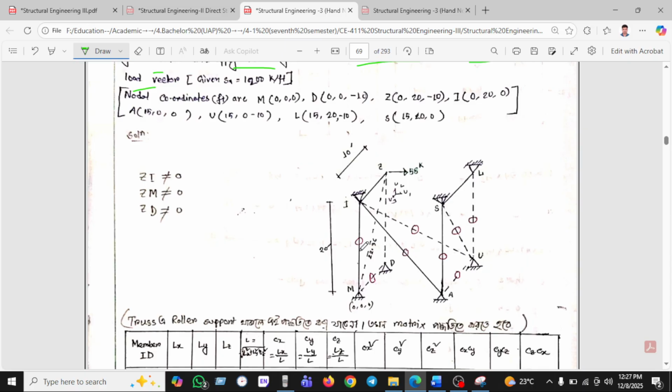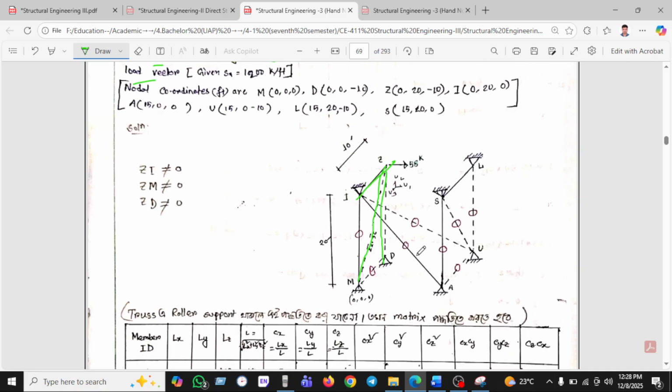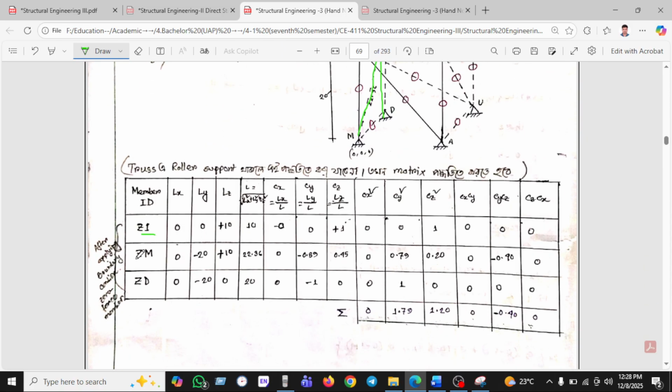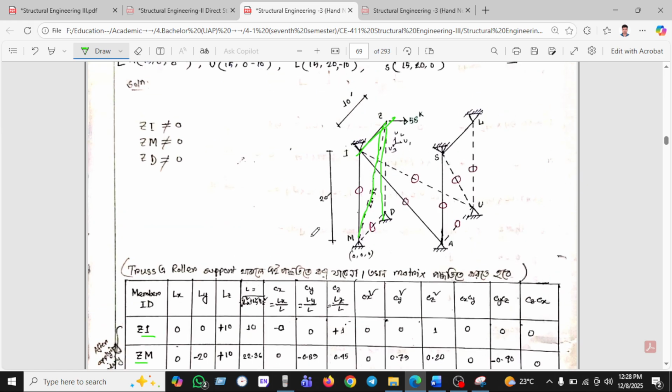These are the zeros. Okay, so we've been shown the ZI. That means ZI member is not 0, ZM member will be not 0, and ZD member will be not 0. Only three members will be calculated, and all the other members will be zero force members. That's why we've been taking ZI, ZM and ZD as shown here.